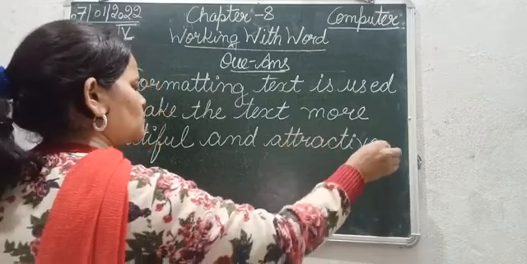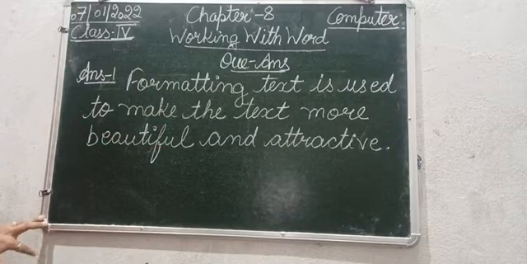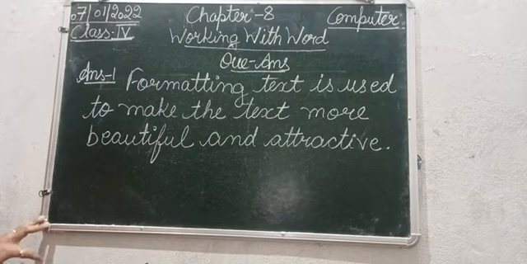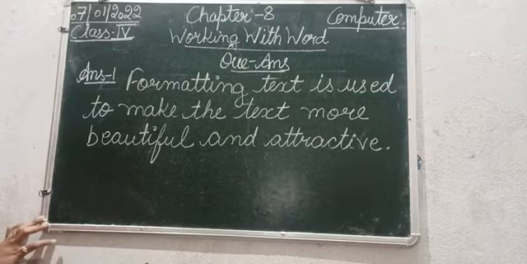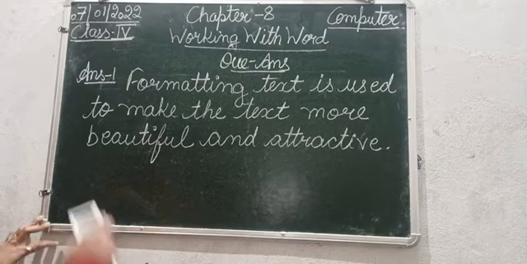Okay, so what is the use of formatting text? Formatting text is used to make the text more beautiful and attractive. So this is the answer for question number 1. You can pause it here and note it down in your notebooks. Moving next to question number 2.